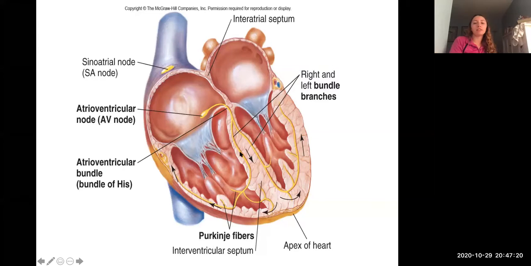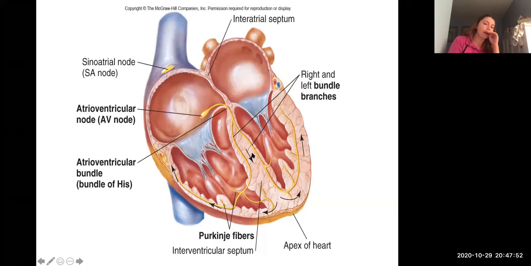And then down the interventricular septum are the right and the left bundle branches. And once they get down to basically the bottom, or the bottom and sides of the ventricles, those are called the Purkinje fibers. And so the ones that can depolarize are the SA node, the AV node, and the Purkinje fibers.